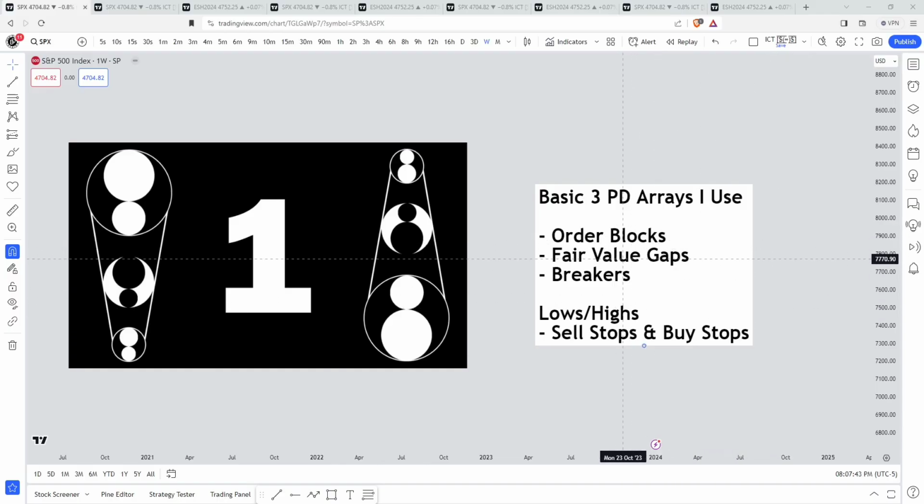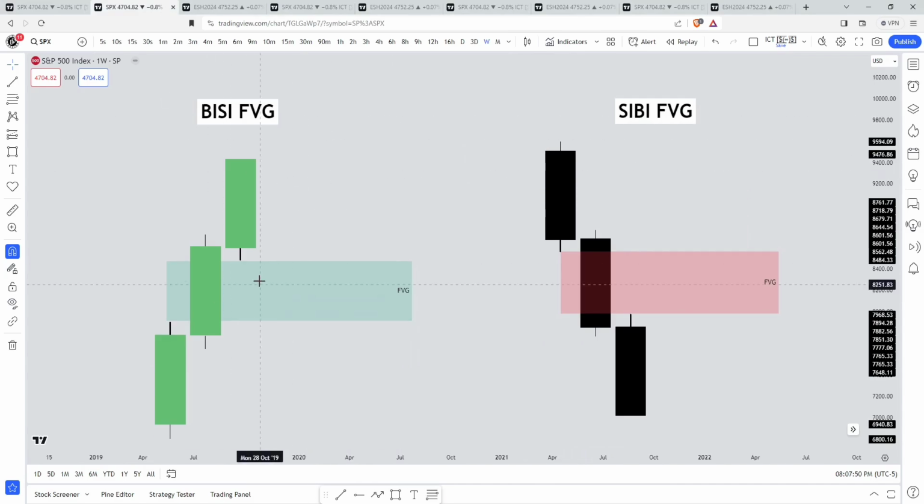understand the basics and the fundamentals behind these 3 PD arrays before you can understand the model that I'm going to teach later in this series. So the first PD array that we're going to be covering is the fair value gap. If you already know fair value gaps, breakers, and order blocks, you don't really have to watch this video, but I still think it is important to understand these and really understand them like the back of your hand, because if you don't, you're not going to be able to recognize the model as easily.